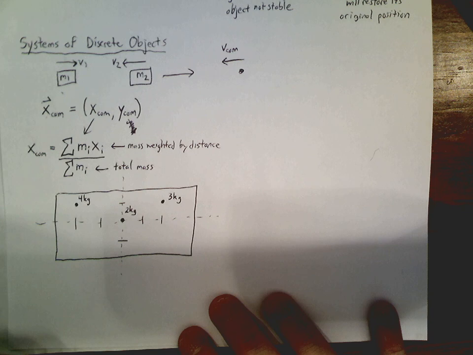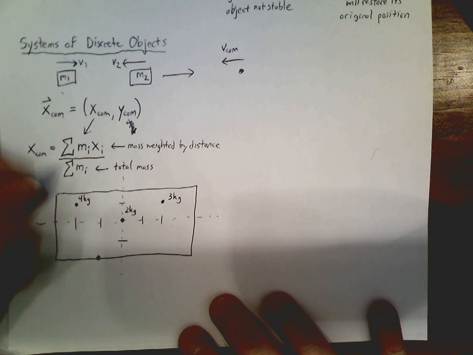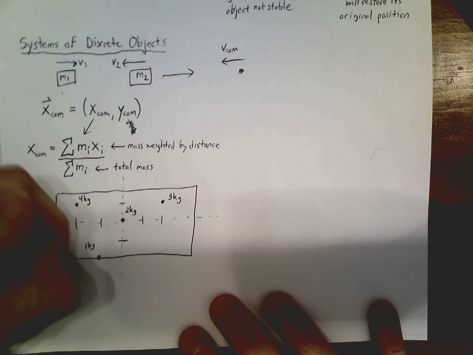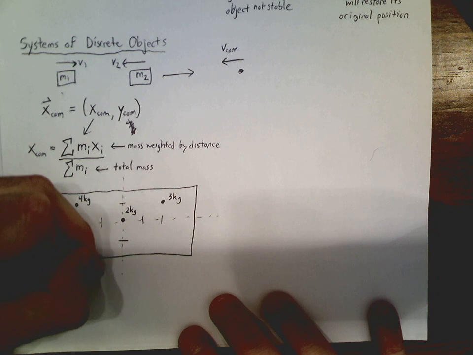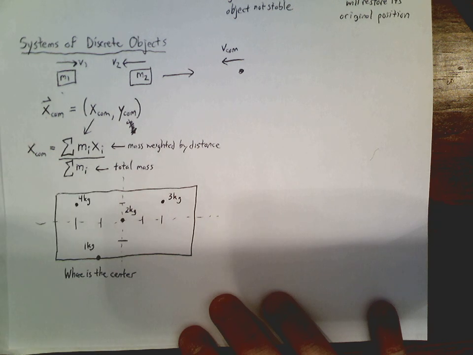And then right on the edge here, we're going to have 2 units down and 1 unit to the left, a 1 kilogram object. And the question is, where is the center of mass of all these objects together? If I wanted to condense these 4 objects strewn about the table into a single position, that's what we'd be finding here.